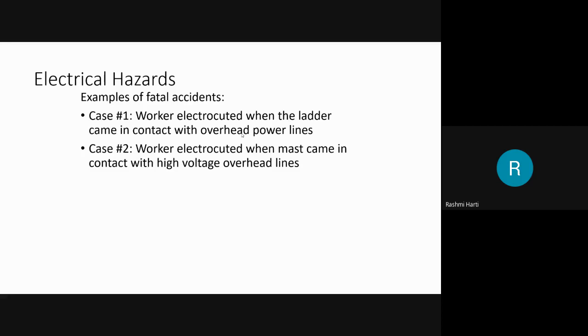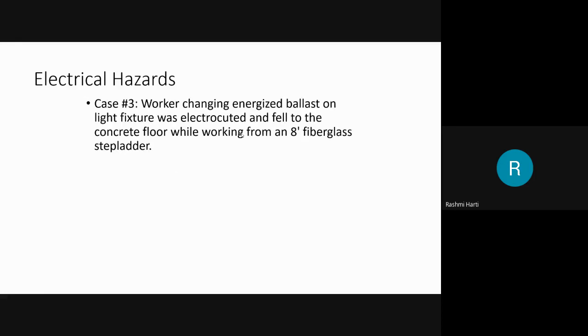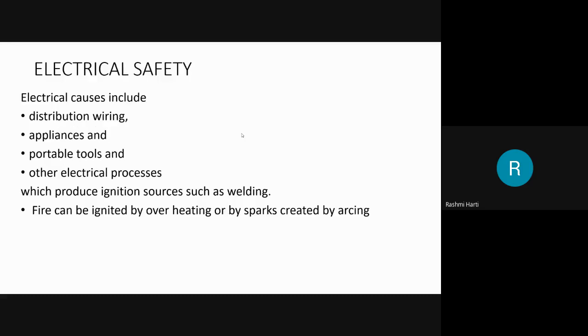A worker was electrocuted when the ladder came in contact with overhead power lines, or a worker was electrocuted when the mast came into contact with high voltage overhead lines, and so on. We see many of these cases. Or a worker changing an energy blast on the light fixtures was electrocuted and fell onto the concrete floor while working from an 8-inch fiberglass step ladder. So these are various electrical hazards which we see.